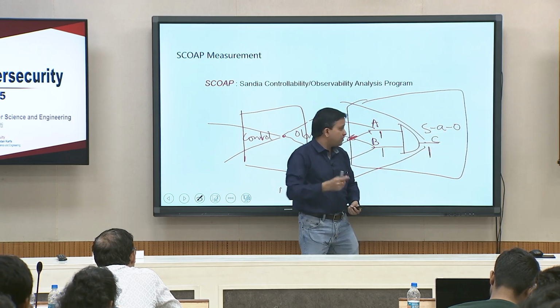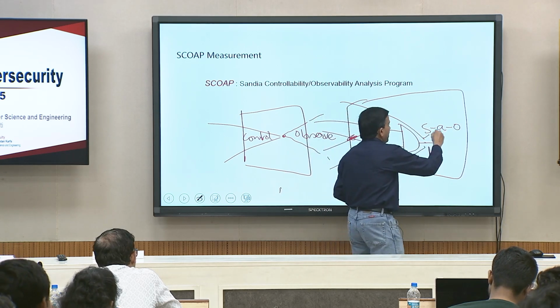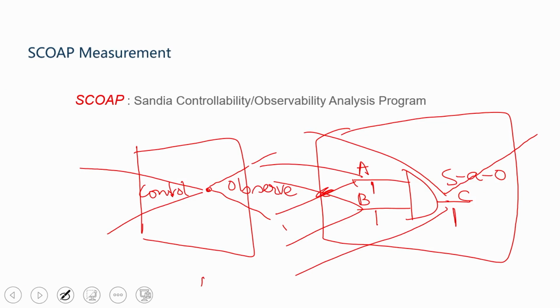Now, the observability problem: how do I propagate? We believe we made it 1, but we do not know that for a fact until we propagate it to the primary output or to a register that we can dump. To illustrate, let us assume there is an output OR gate, and let us say that is the primary output. For this value to propagate, what do I have to make this OR input? What value do I have to put there?